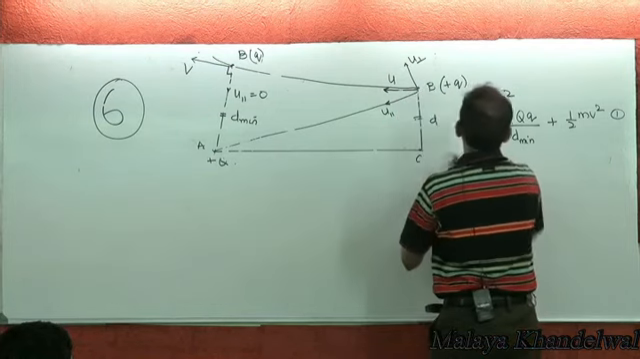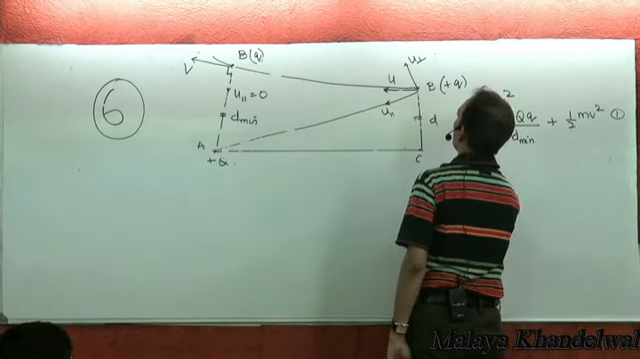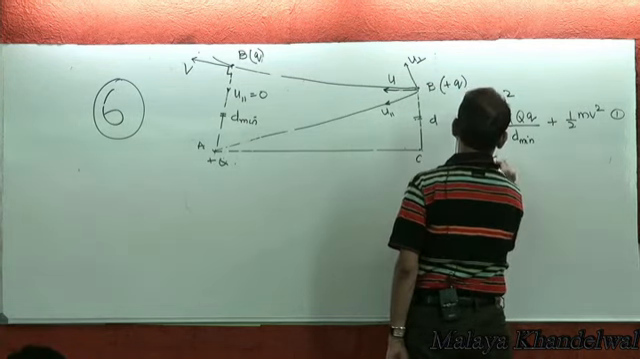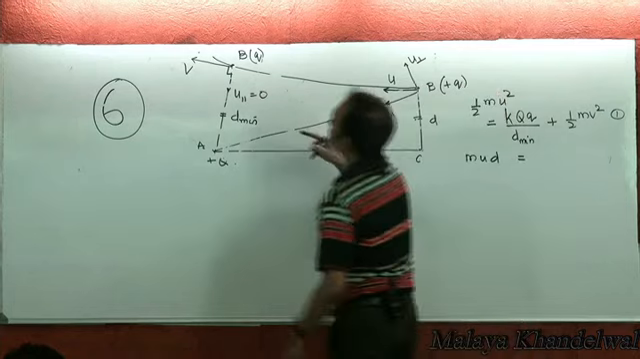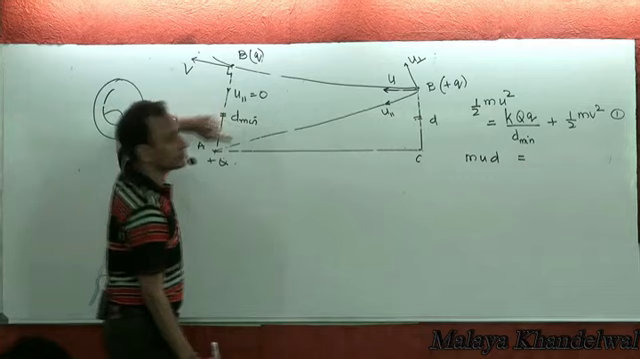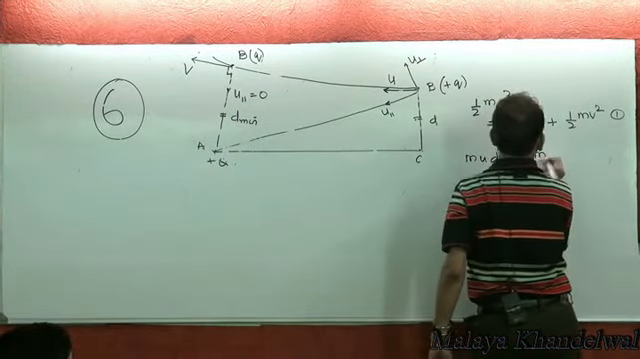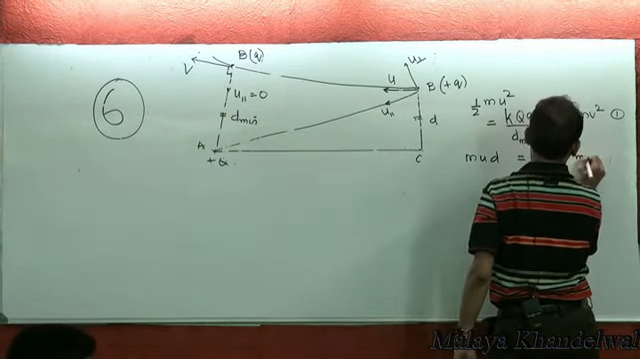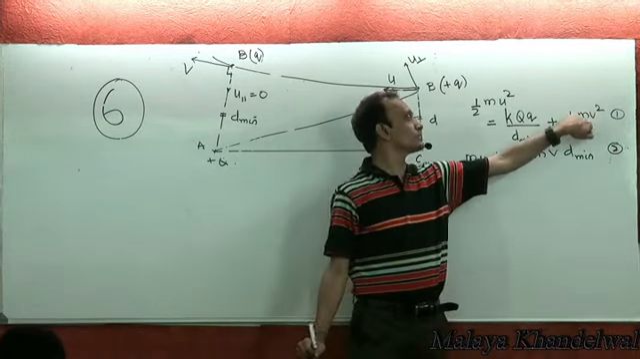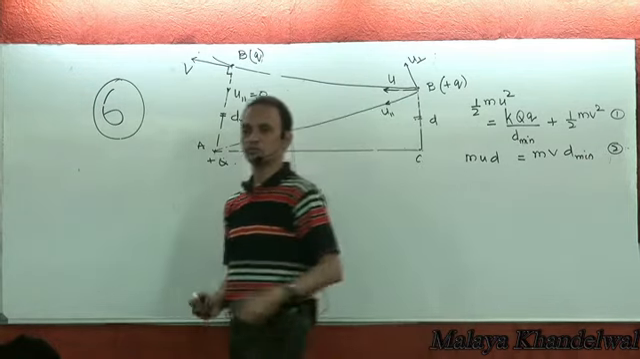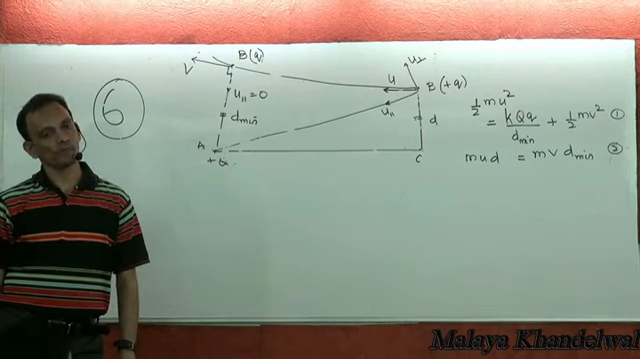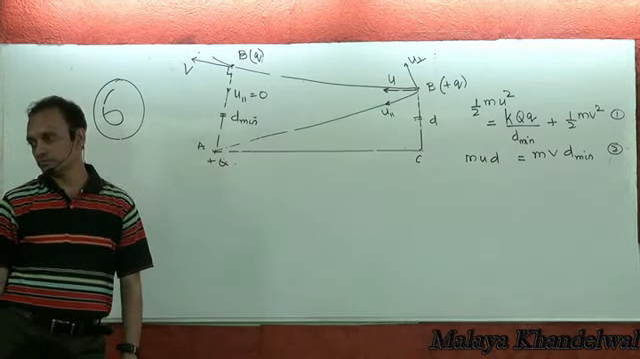So what's the initial angular momentum about A? m u into d. That must be the angular momentum about A in this case, which is m v into d min. You can eliminate v from these two equations and solve for d min. Is that all right?